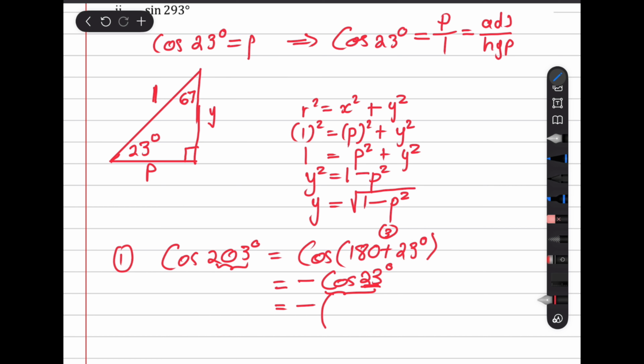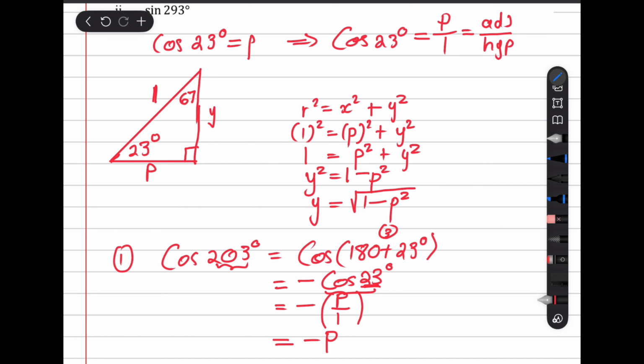So what is cos 23 according to the diagram? Cos 23 is equal to p over 1. Remember, cos is adjacent over the hypotenuse, so this simplifies into negative p. So that's what we have for the first one.